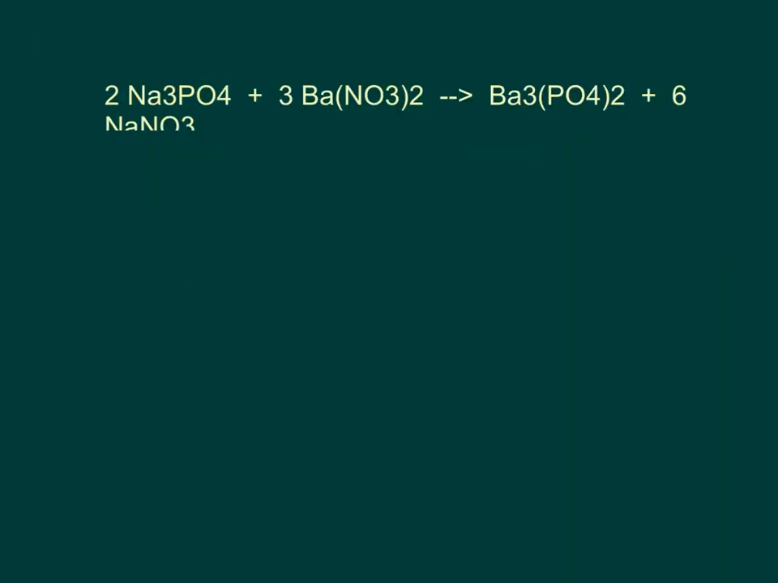Suppose we have a solution that contains 3.50 grams of sodium phosphate, and it's mixed with a solution that contains 6.40 grams of barium nitrate. How many grams of barium phosphate could we produce?